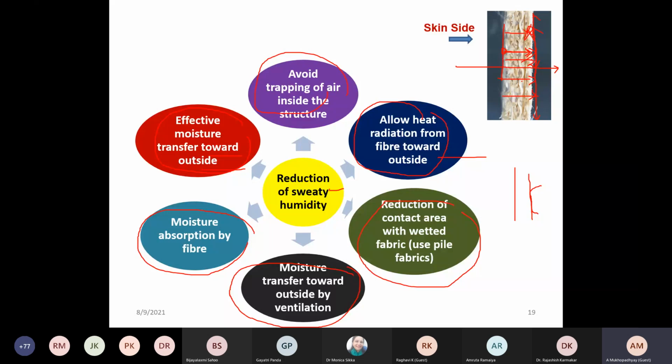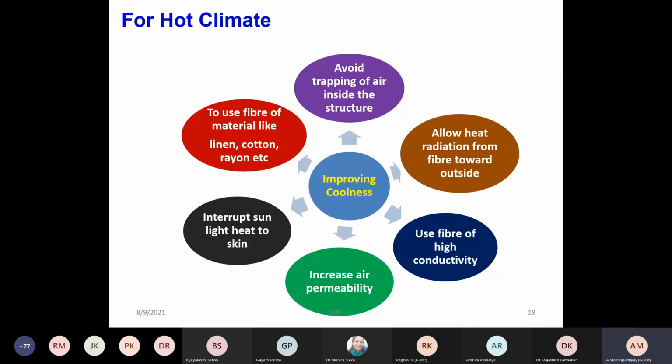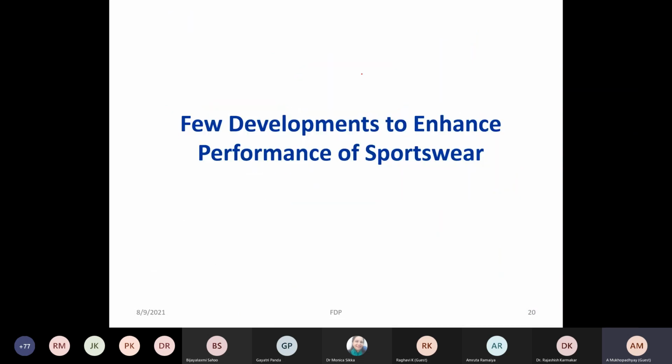Okay, now these are some of the basic concepts we must look at before going for a few developments to enhance the performance of sportswear. We'll see in the next few slides how to enhance the performance of sportswear by designing the sports garment in a proper manner.